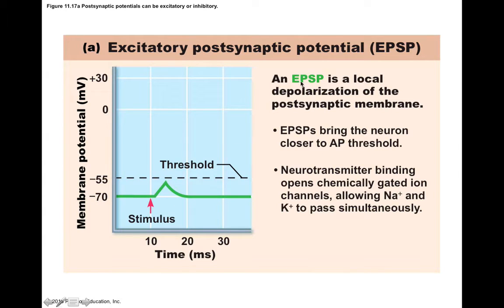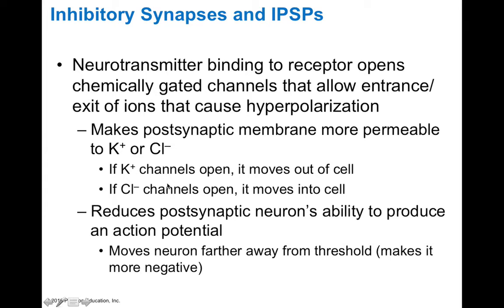Now, if they're excitatory postsynaptic potentials, they allow for sodium to rush into the cell and are therefore depolarizing. And it's excitatory because it gets you closer to action potential threshold. Now, in this example, an action potential wasn't generated because the graded potential, or EPSP here, wasn't quite large enough to get to threshold. Now, opposite of that, we have IPSPs, or inhibitory postsynaptic potentials.